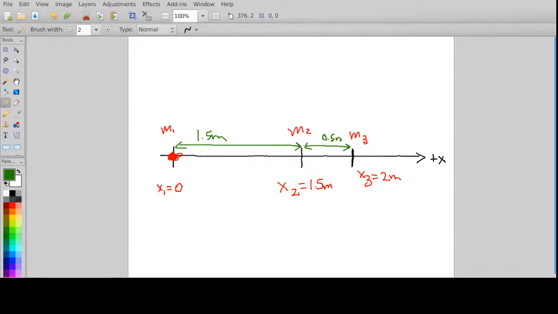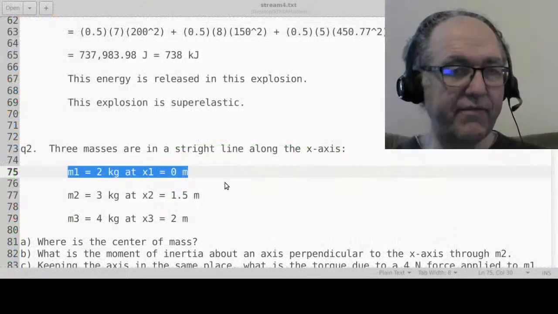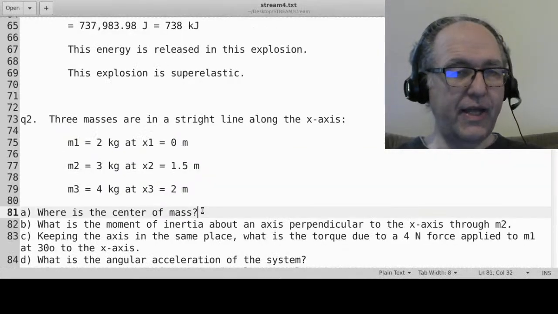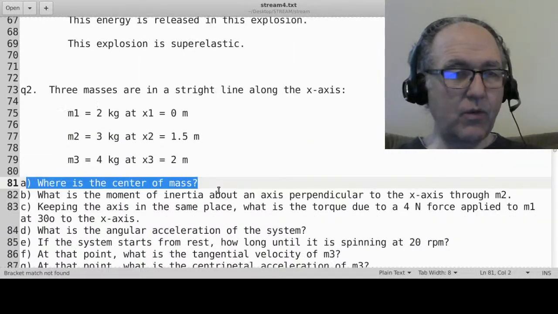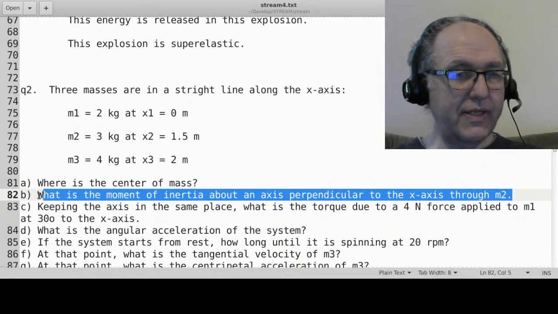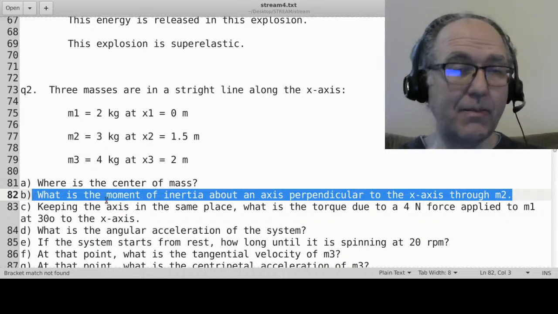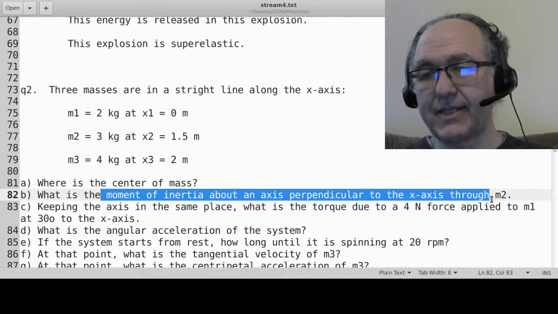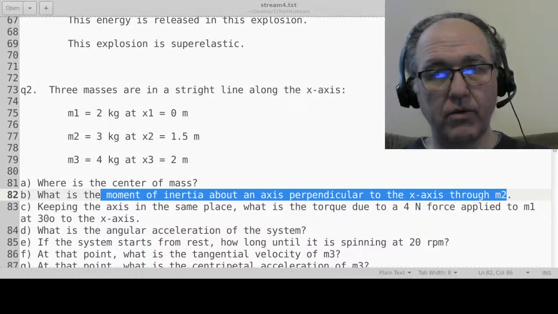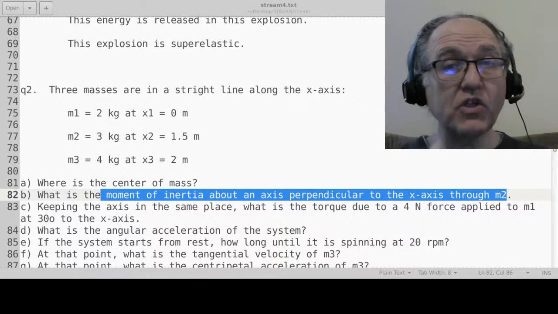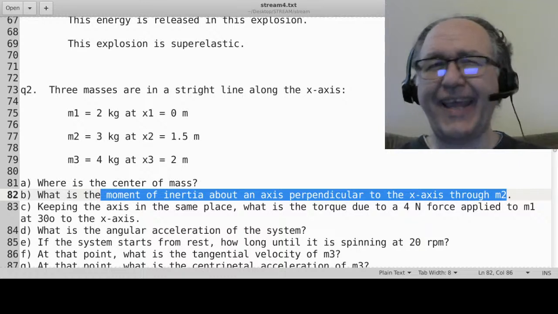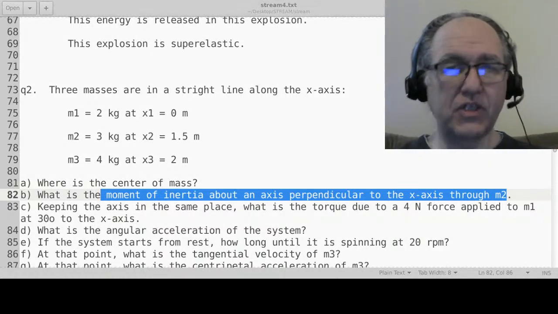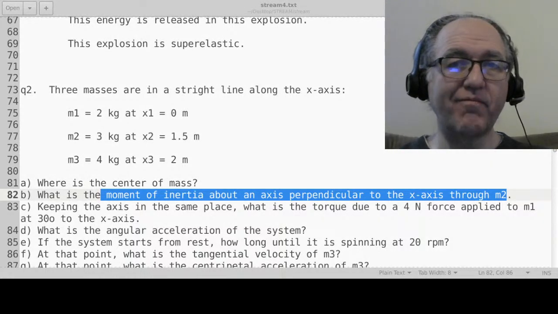All right. Now, let's go back and see what questions I asked. The first question is, where is the center of mass? And the second one, we'll do these two together. What is the moment of inertia around an axis which is perpendicular to the x-axis and goes through M2? For the first one, the center of mass, there's no question of axis or anything like that. It's just, where is that center of mass?